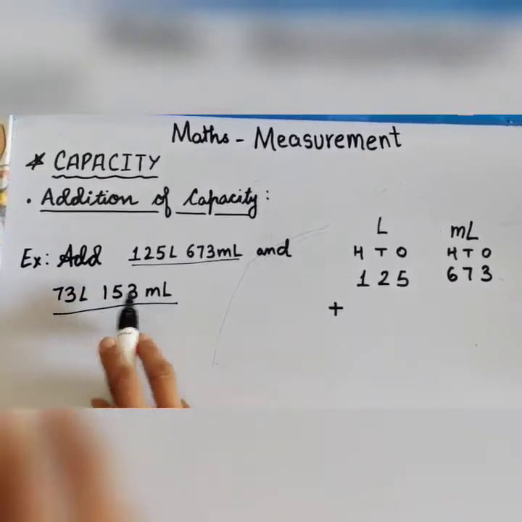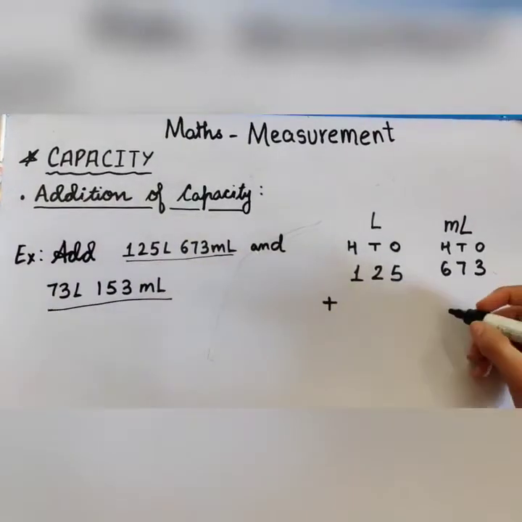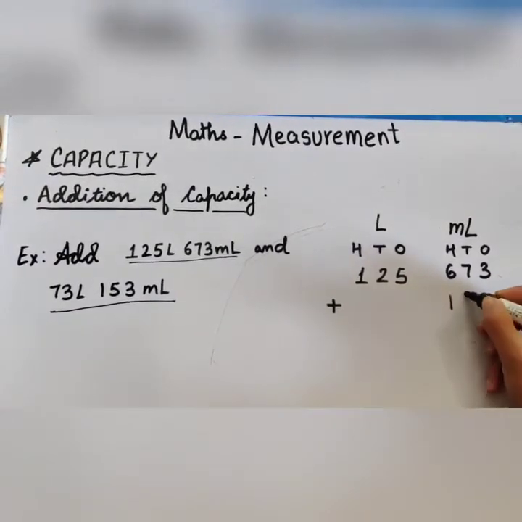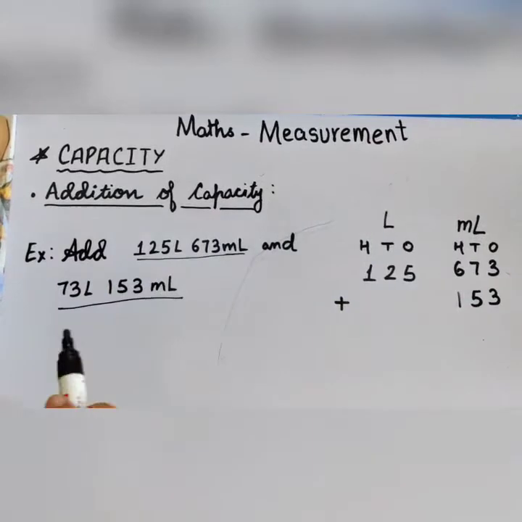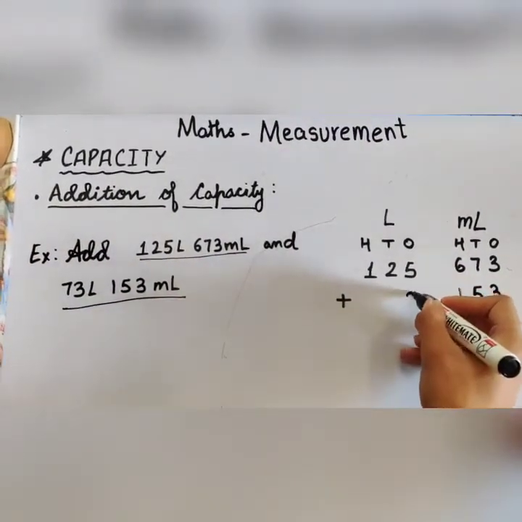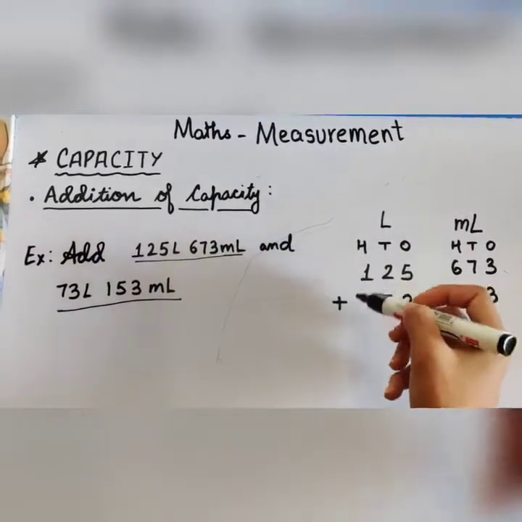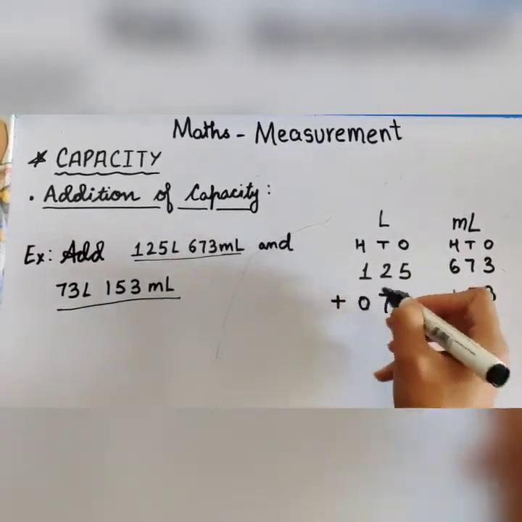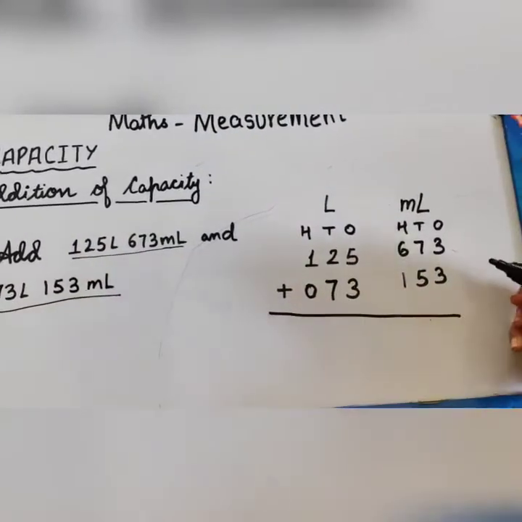Now we will write the next number, 73 liter 153 milliliter. So here we will write according to the place value, the numbers of milliliter in the milliliter column, and 73 liter. So we will write 3 at ones column and 7 at tens. As there is no number for hundreds place, we will write 0 here. Now we will start our addition.